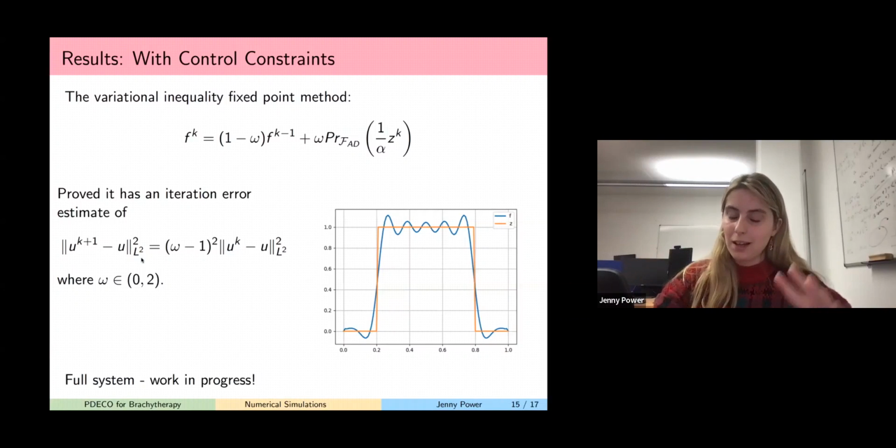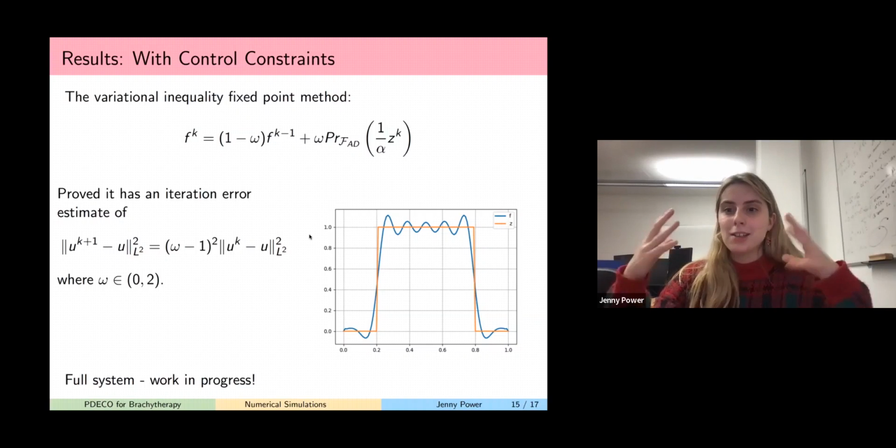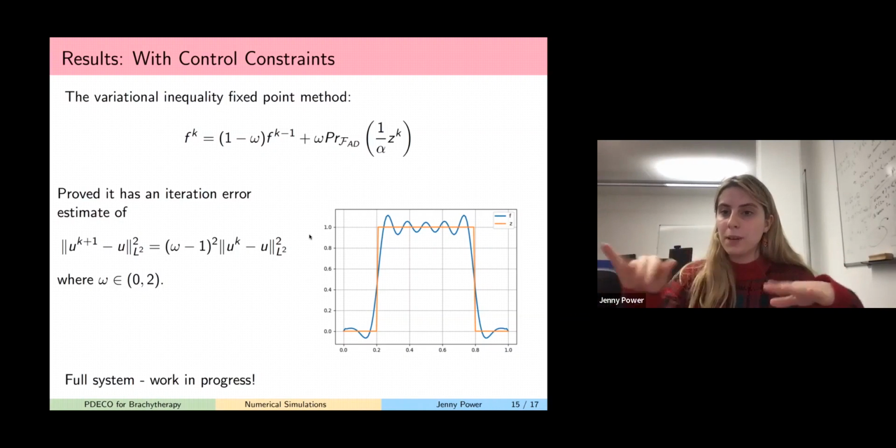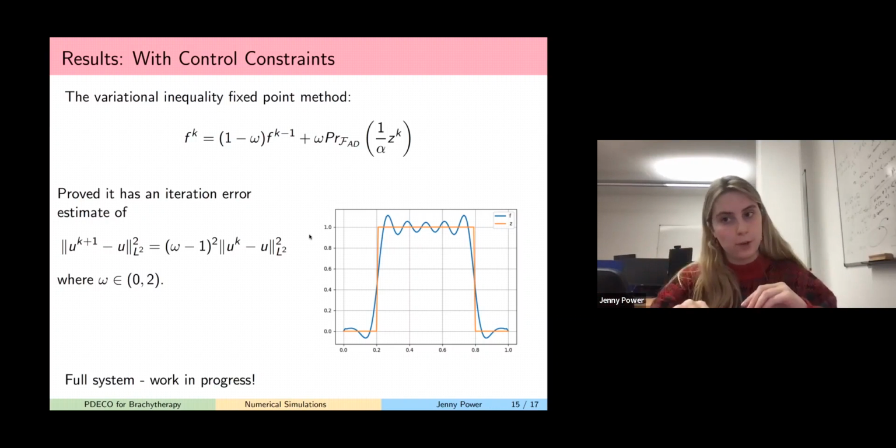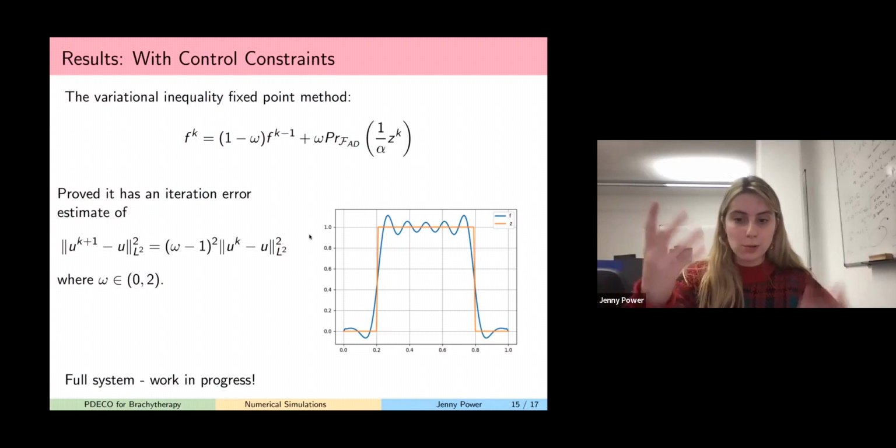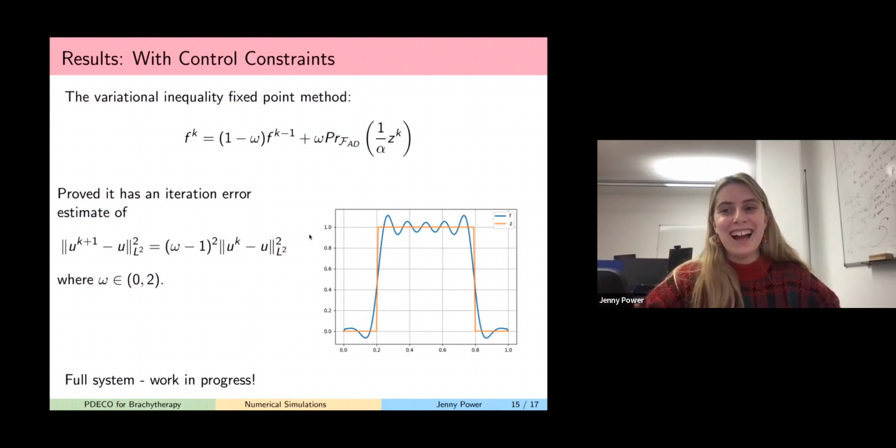This is a figure of my implementation for solving the variational inequality. Basically, if I have some sort of piecewise function, this is the best sum of Gaussians that best approximates that function. So that was quite nice. I was quite happy with that actually.